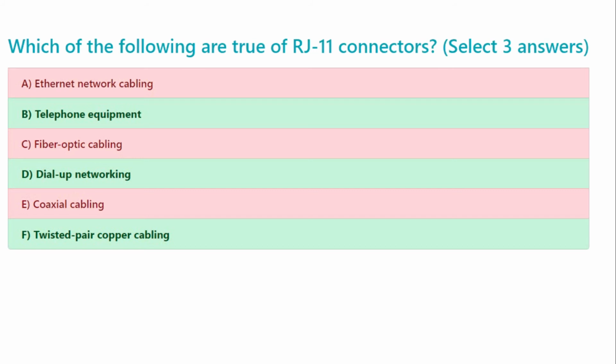The correct answers are B. Telephone equipment. D. Dial-up networking. F. Twisted pair copper cabling.